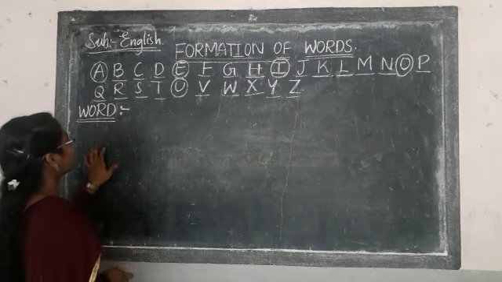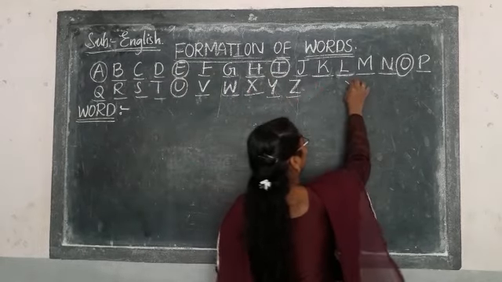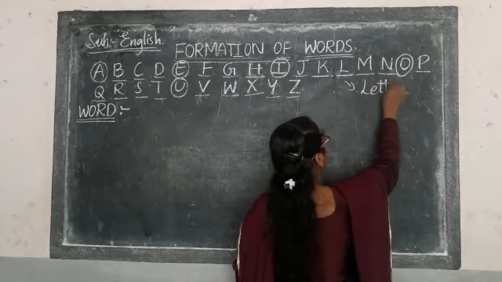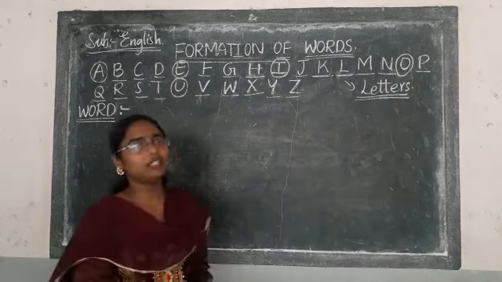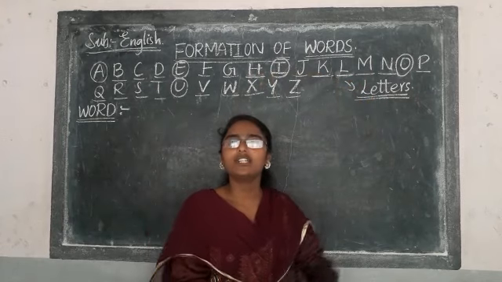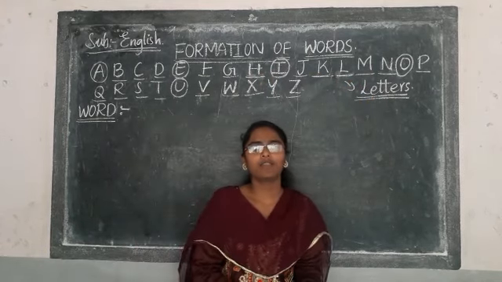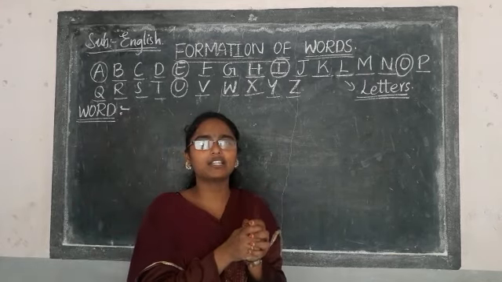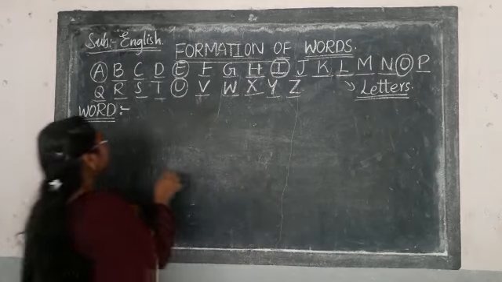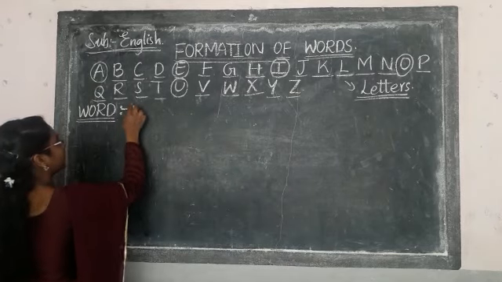So next is, these are called as letters. What these are called as? Letters. Next we are going to learn is formation of words. Formation of words. What are words? So words are nothing but group of letters written together which has a meaning. Means, see for example, this will write definition.